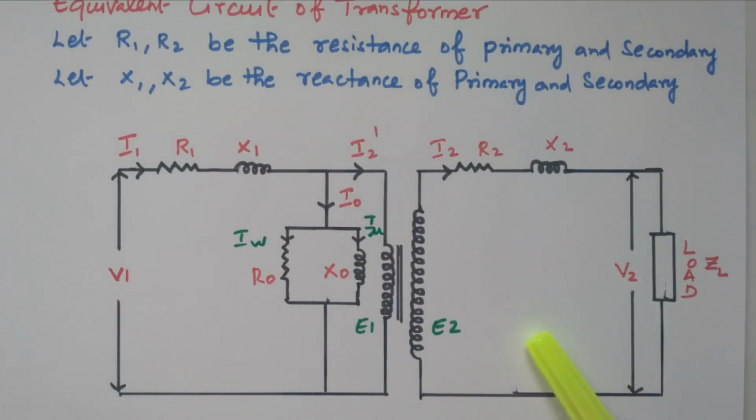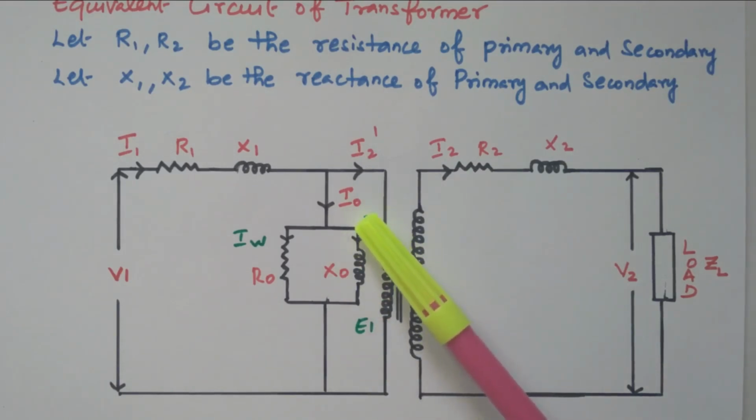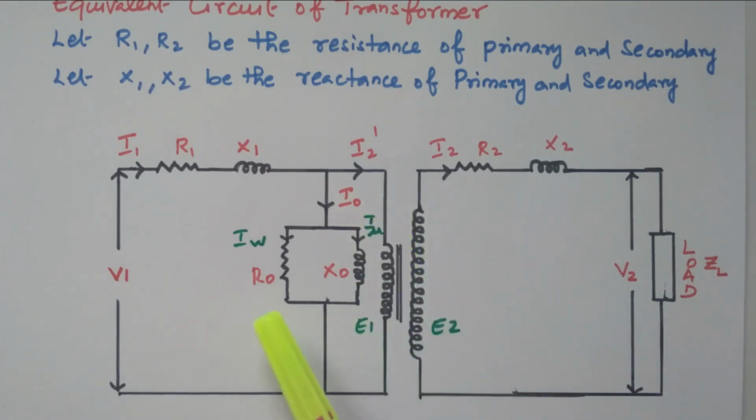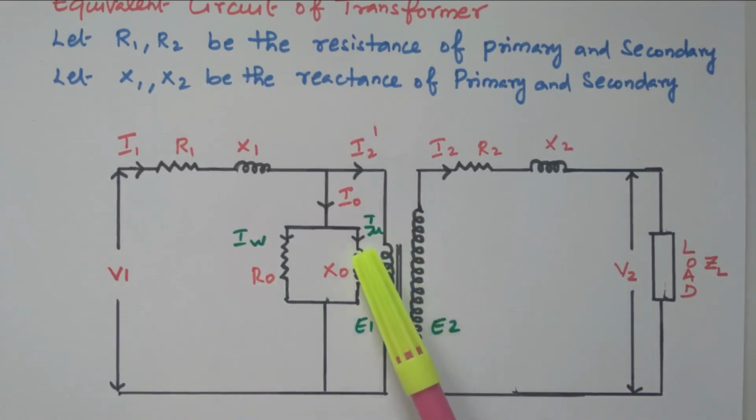When the transformer is not loaded, it means the secondary is not connected with any load. At that time, a small amount of current I0 will flow through the primary winding. This I0 is the no load current, that is, when the secondary is not loaded, a small amount of current flows, that is called I0. This I0 has two components, working component and magnetizing component. Working component is equivalent to the resistance, that is the iron loss. Magnetizing component is responsible for producing the magnetic flux. It is like an inductance, reactance X0.